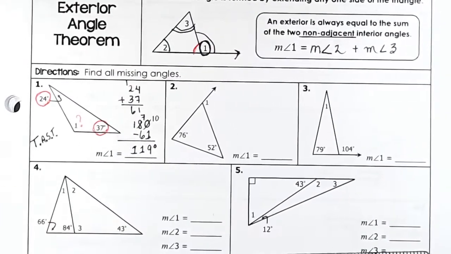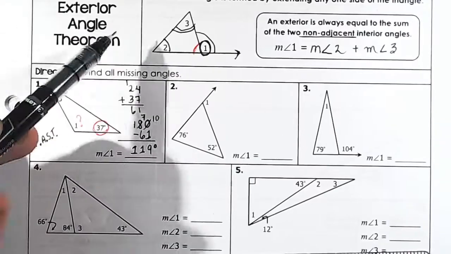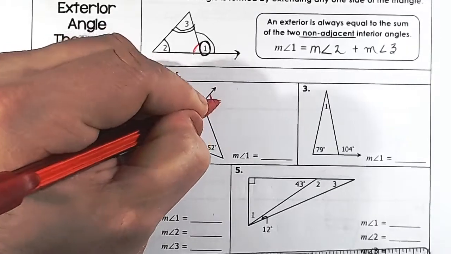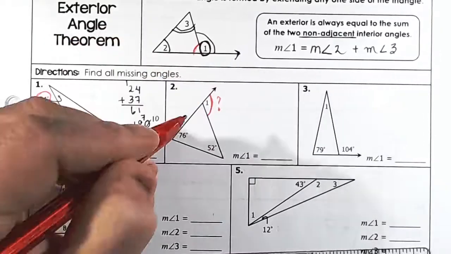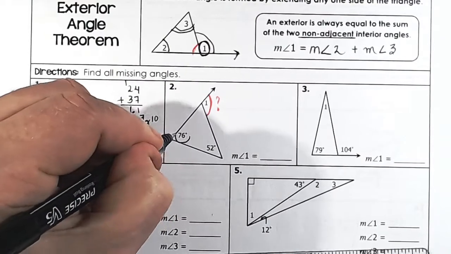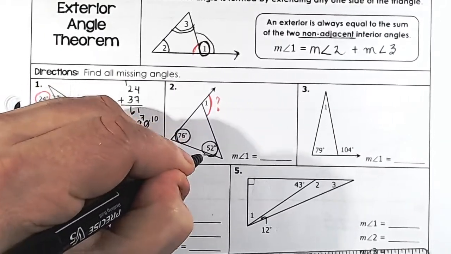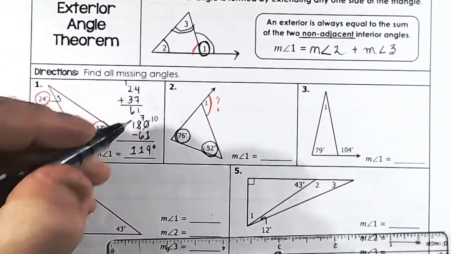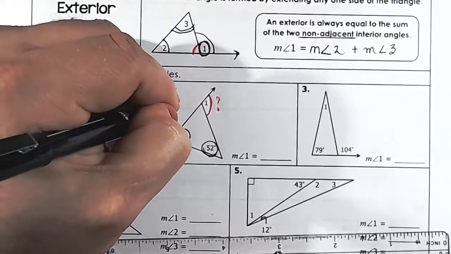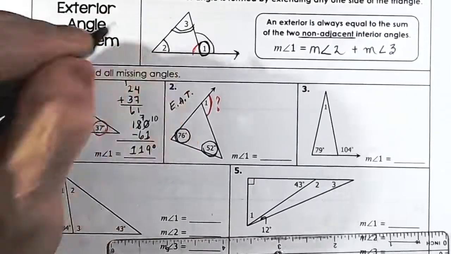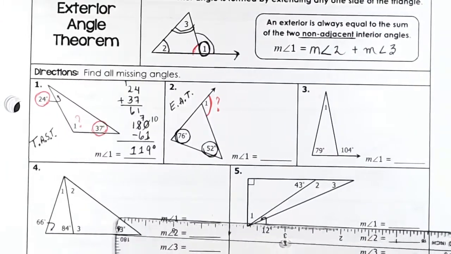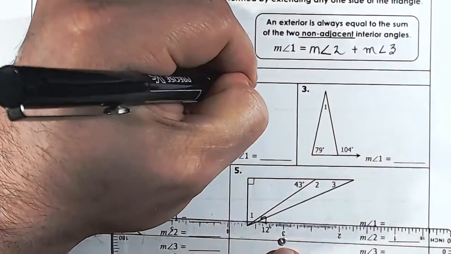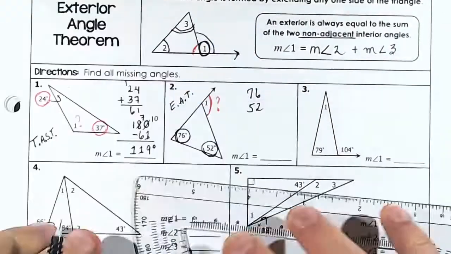All right, number 2. Right away, it looks like the Exterior Angle Theorem. This angle right here, angle 1, we don't know what it is, but it's equal to the sum of these two non-adjacent angles. So all I've got to do is add up 76 and 52, and I've got my answer, according to the Exterior Angle Theorem. Oh, I like this one, EAT. I like to eat. EAT, the Exterior Angle Theorem. Try to say that 6 times. So let's add up 76 and 52.